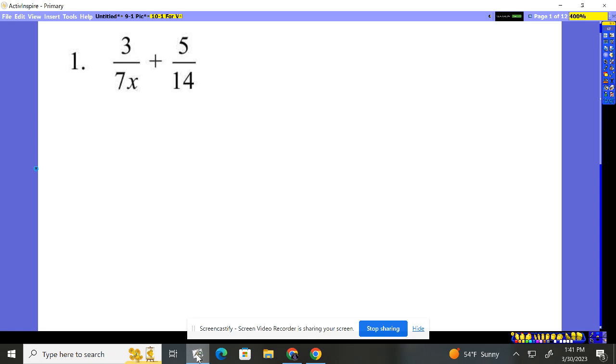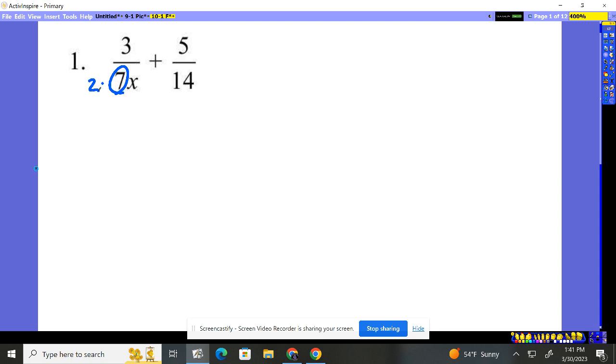Number one, we want to add these guys, but we need a common denominator. Now, the one guy's a 7 and the other's a 14, so I could make them both become 14s, but I got that x there. So here's what I'm going to do. I need to make this 7 become the 14, right? So we're going to have to multiply by 2.